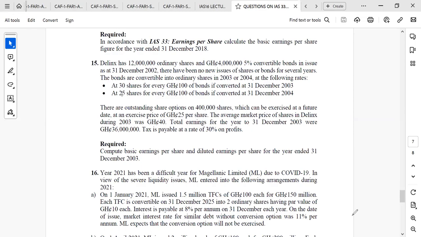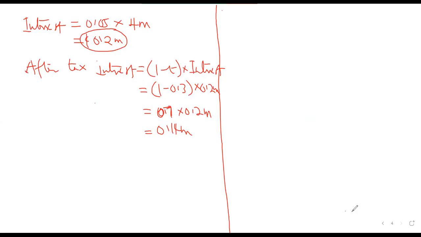So what we do is test to see whether this particular instrument is dilutive. We try to find the earnings per share on this amount. So we do 0.14 million, which is the interest, divided by 1.2 million, the shares we are getting from this instrument. If you get a figure which is lower than the current earnings per share, it means that this particular instrument is dilutive.